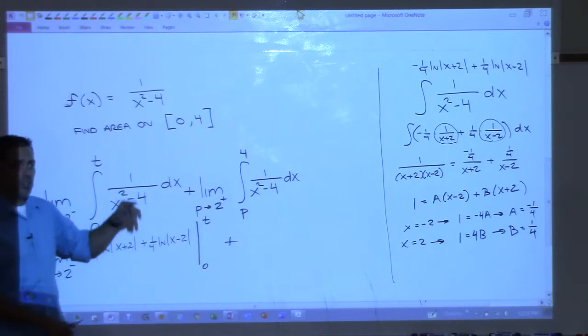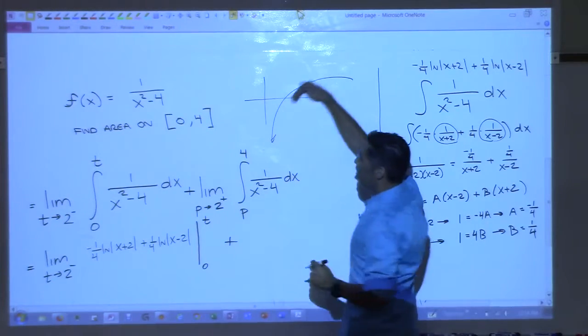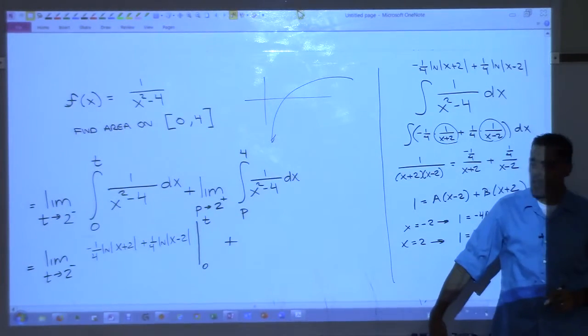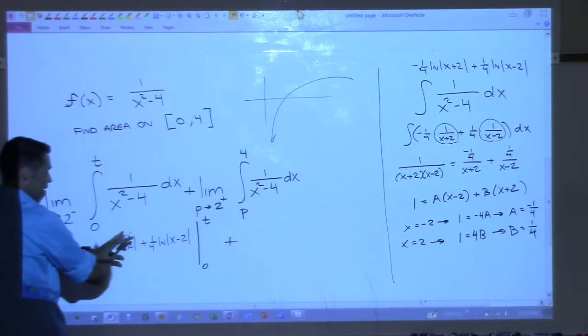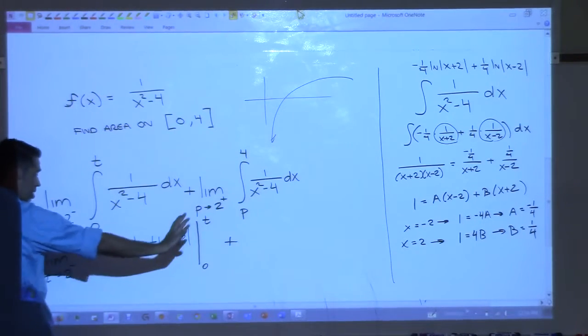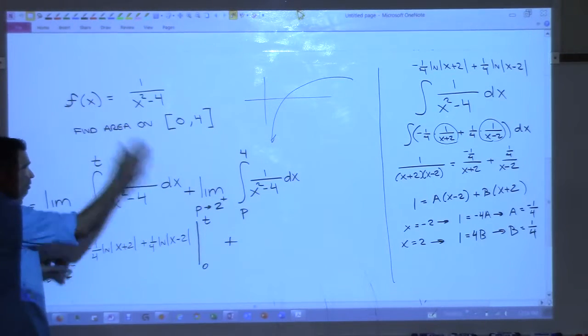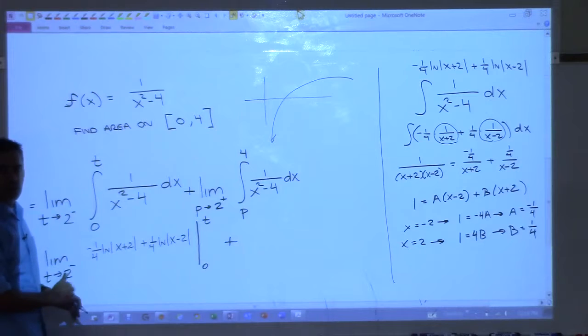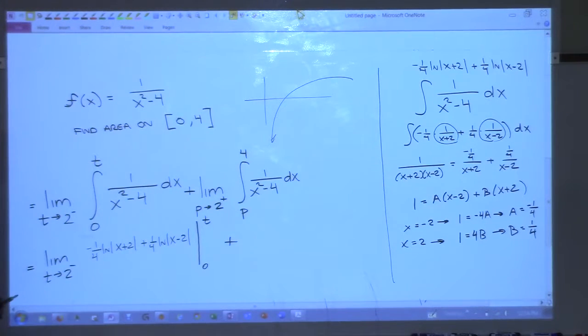The natural log function, as you head to 0, I drew it earlier, dives down to negative infinity. And so what I know right off the bat is that this thing diverges. And if this diverges, the whole thing diverges. So I don't need to go through and do all the other work. I suggest you do that too.